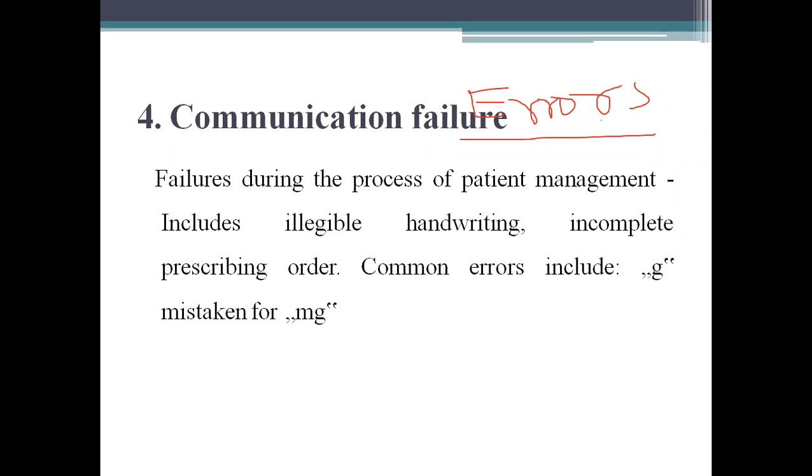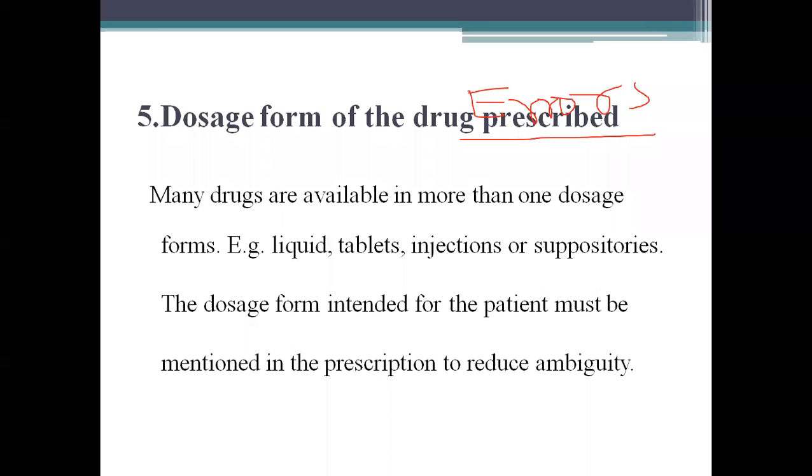How we can avoid such mistakes, communication failure? By using computerized typed prescriptions. In that there is no chance of mistake in the spelling, illegible handwriting. There is no question arising in that if the prescription is computer based. Okay, so this is the fourth error in the prescription. Next is the dosage form of the drug prescribed.